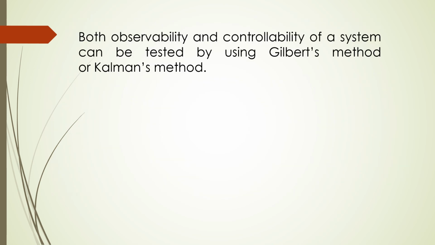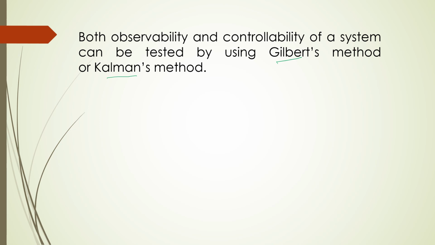Here we have two methods to say whether the system is controllable and observable. The first method is Gilbert's method and another one is Kalman's method. If we see Kalman's method, the calculation is very simple when compared to Gilbert's method. Whereas in Kalman's method, the major disadvantage is that we can't predict it if we find the system is uncontrollable or unobservable.